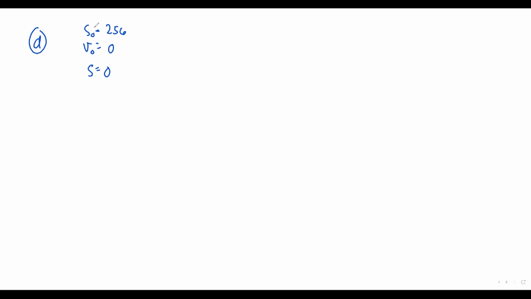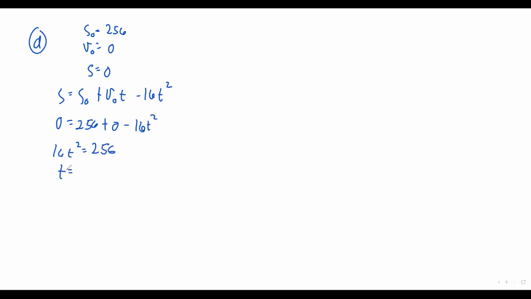Okay? So from here, magiging 256. Ito bababa na siya. So magiging pababa na to, bola natin pababa na siya. Sa D, itong formula na to, pababa na siya. Pinapaalala ko lang, plus VOT minus 16T squared. So 0, 256 plus 0 minus 16T squared. So 16T squared, 256. So T squared is equals to 16. Ayan. So, T is equals to 4 seconds.